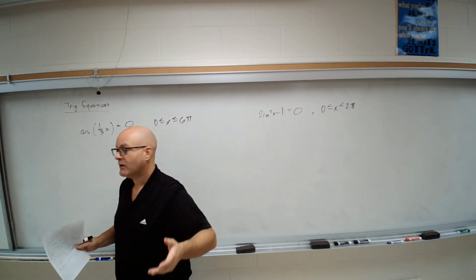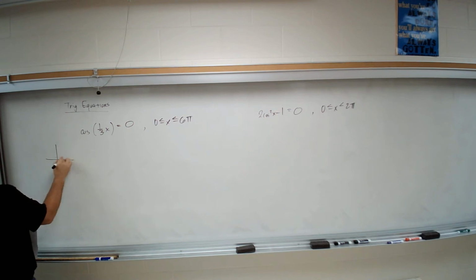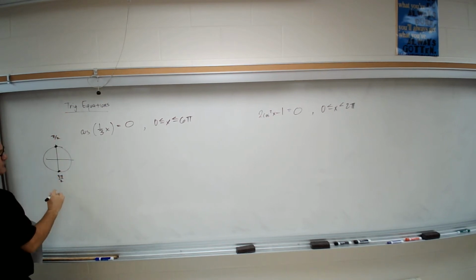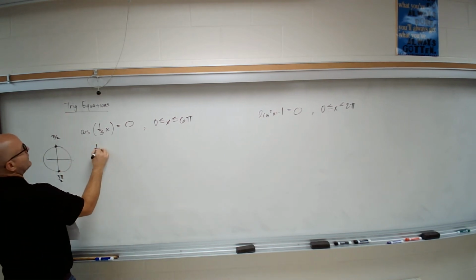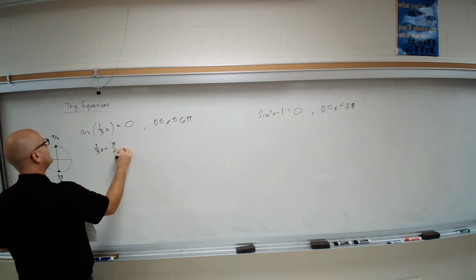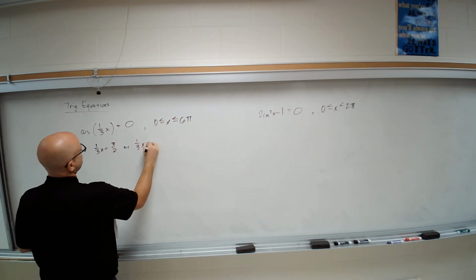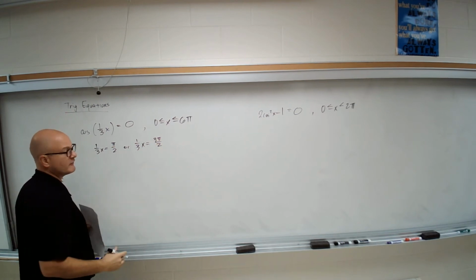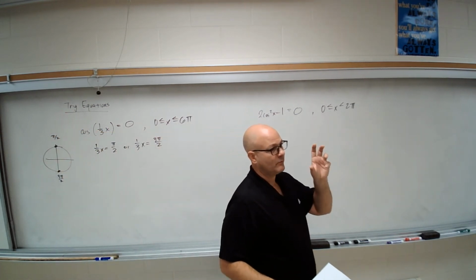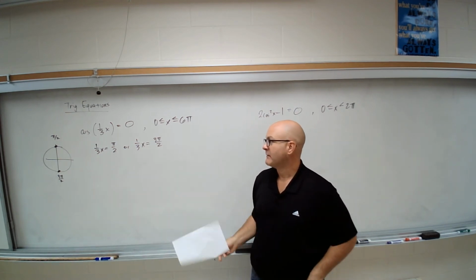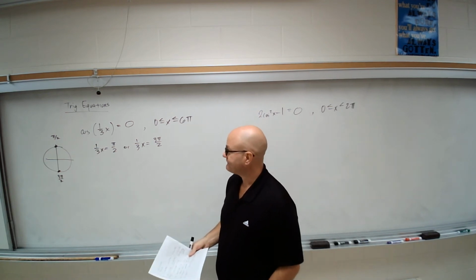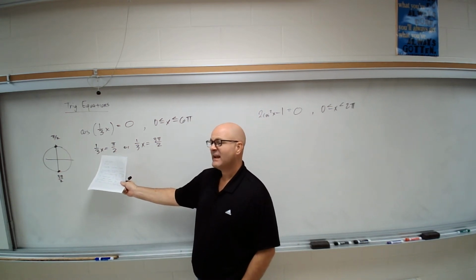Right? So cosine equal to 0, well that would be up here at pi over 2 and down here at 3 pi over 2. Right? That would be there. So that means that 1/3 x either equals pi over 2 or 1/3 x equals 3 pi over 2. Again, whatever the argument is inside the trig function is what's equal to pi over 2 and 3 pi over 2.